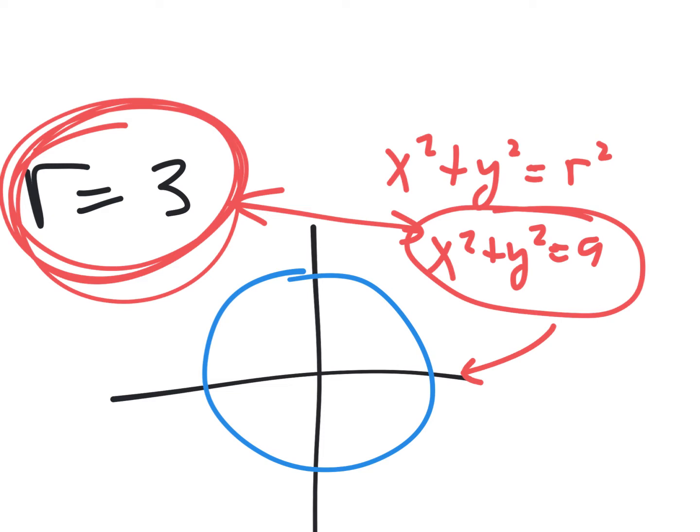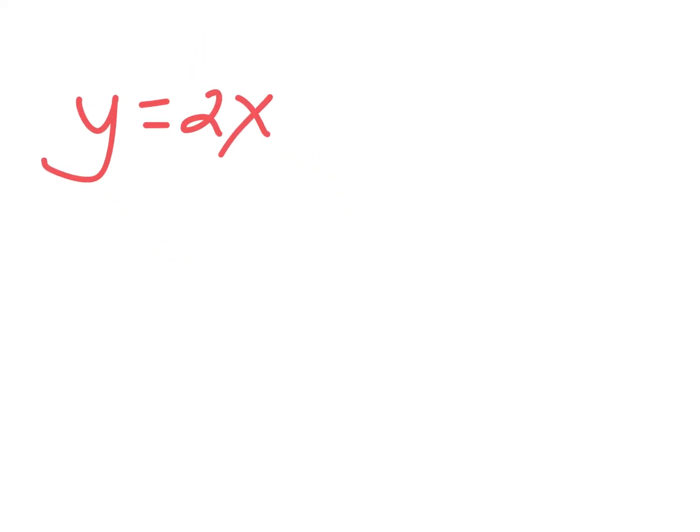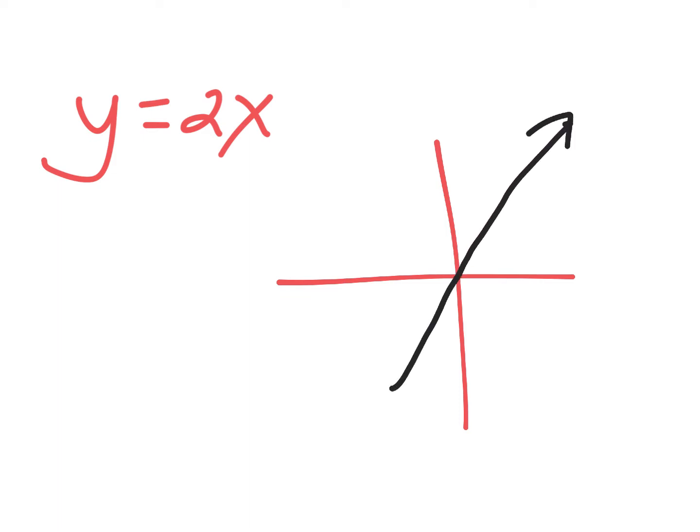All right, here's a much simpler equation. Y equals 2x. Would you please just sketch what that looks like? You know what that looks like, don't you? It creates a line that goes through 0 and has a slope of 2. Raise your hand if you had that one right.